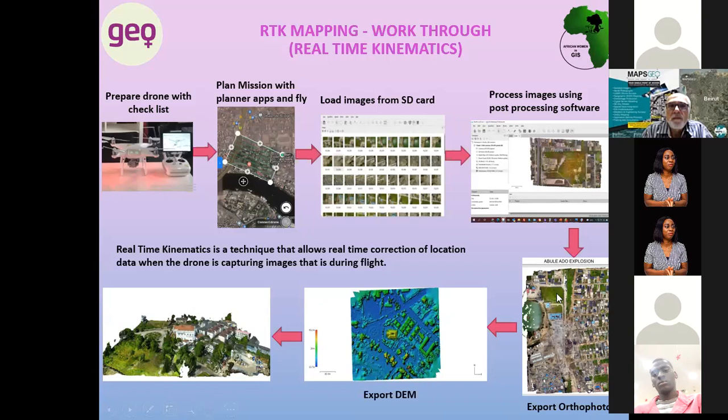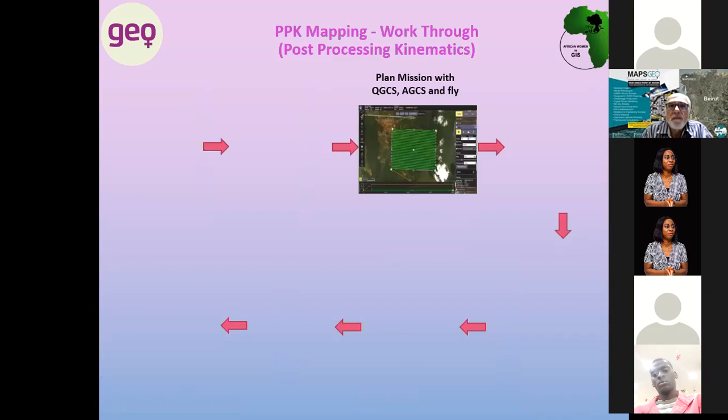You can export your orthophoto. You're also able to produce a DEM, which is a digital elevation model. And you're able to also produce 3D images, as the case may be. So that is for real-time kinematics.